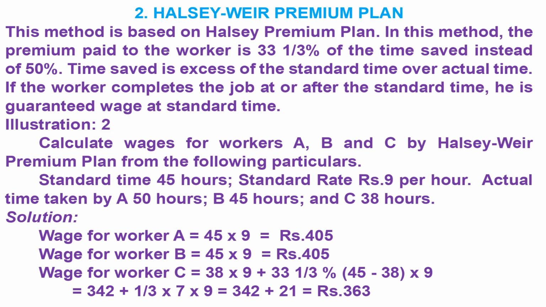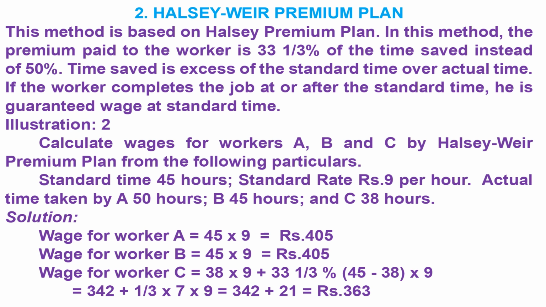2. Halsey-Weir Premium Plan. This method is based on Halsey Premium Plan. In this method, the premium paid to the worker is 33 1/3% of the time saved instead of 50%. Time saved is the excess of the standard time over actual time. If the worker completes the job at or after the standard time, he is guaranteed wage at standard time.